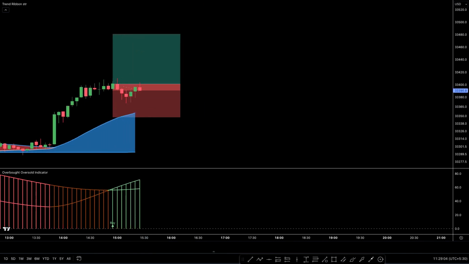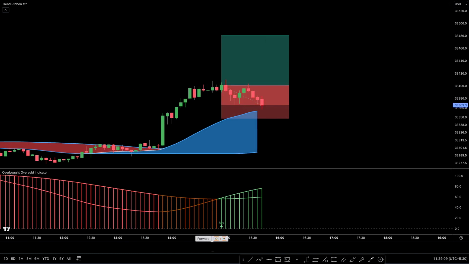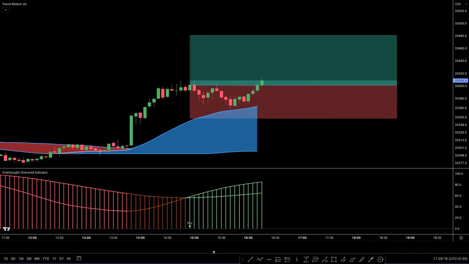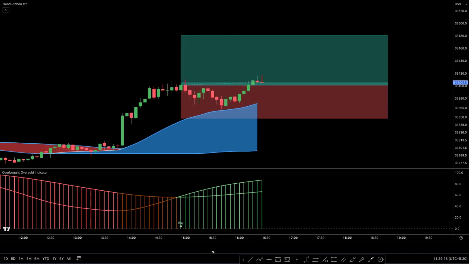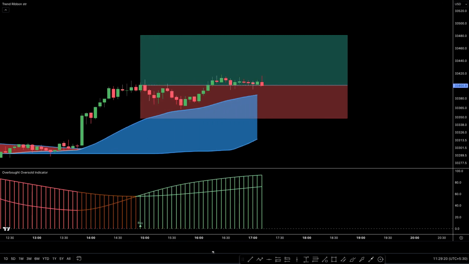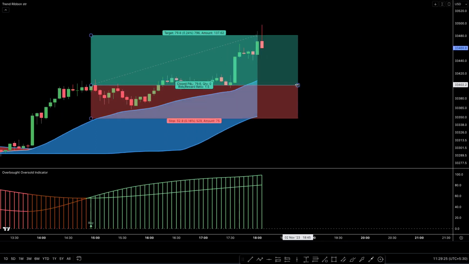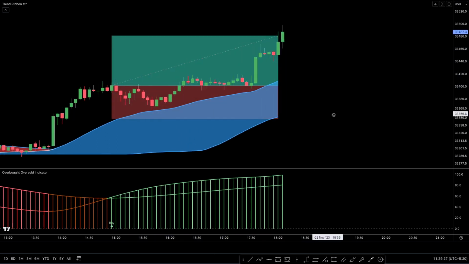Let's see how to play out this trade. This trade is running in profit. This trade is won. I hope you have understood this trading strategy.